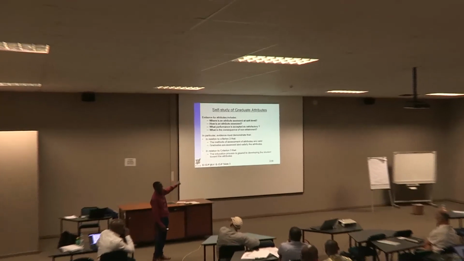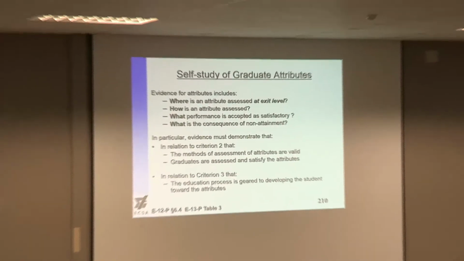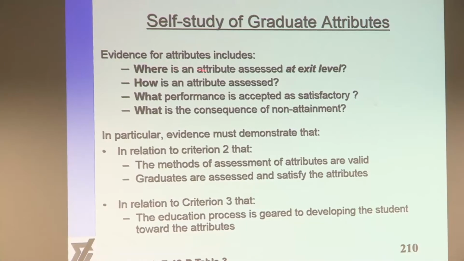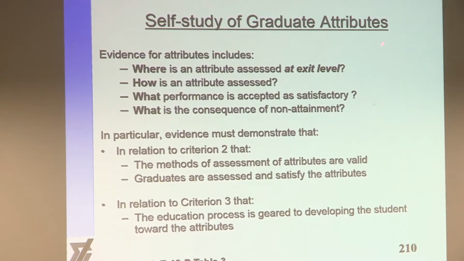But I want to go to where it matters most. The self-study only of the graduate attributes. Evidence of attributes include where is an attribute assessed at exit level, how is an attribute assessed, what performance is acceptable and satisfactory, what is the consequence of non-attainment. In particular, evidence must demonstrate that in relation to criterion 2, the method of assessment of attributes is valid, and graduates are assessed and satisfied with the attributes.